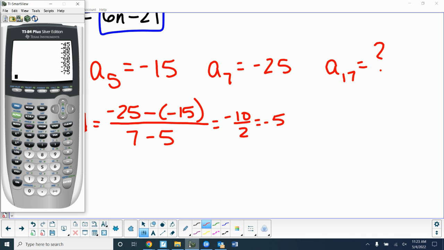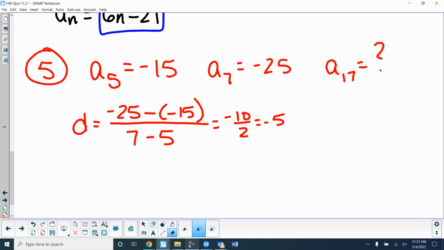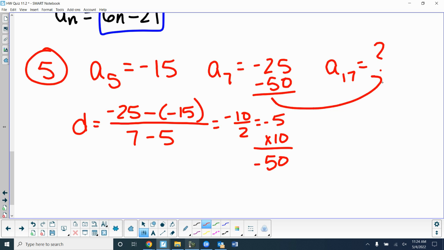What I do is I figure out that it's 10 spots from 7 to the 17th, so I just multiply this D by 10, and then I put it under there, and that gives you your answer. Okay? That's what I do. But you could do it like I showed you on the calculator if you wanted.